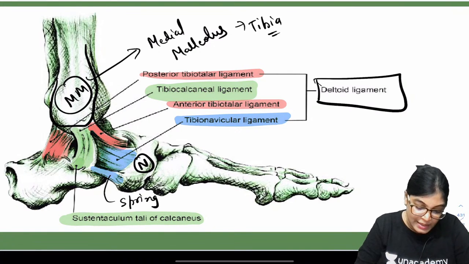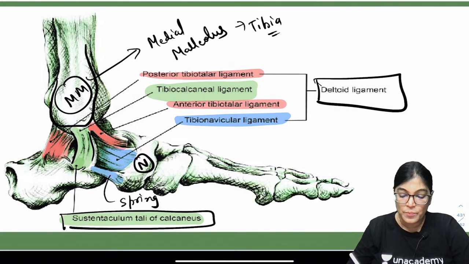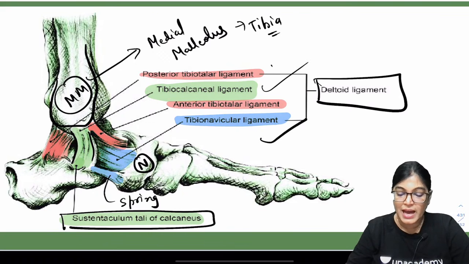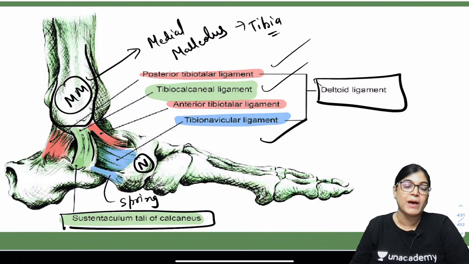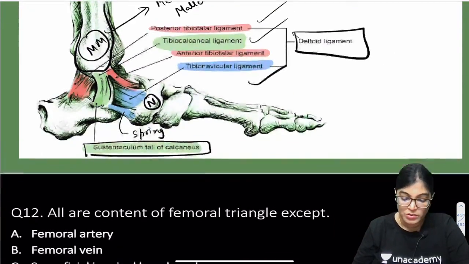N for navicular. So is it clear? That means it is attached to the sustentaculum tali. It is attached to the spring navicular ligament. It is attached to the talus, calcaneum and medial malleolus, but not to the cuneiform bone. Okay, Sarans, let's move on to the next one.